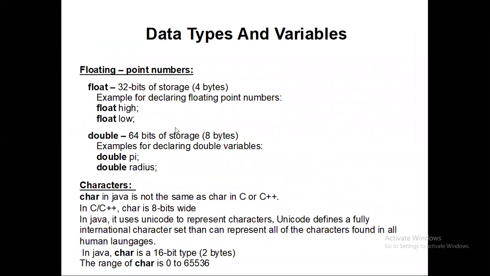Okay. Then coming to the float. So two variables are given, high and low. Then again for double, pi and radius. So it stores 64 bits of storage. So this is about int and float. Coming to the characters. So characters is somewhat special in Java. If we look at the PPT, char in Java is not the same as char in C or C++. In C, char is 8 bits wide, that is 1 byte.